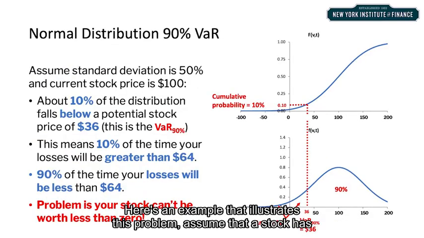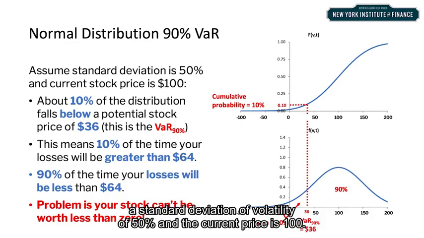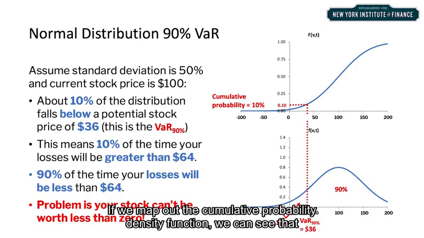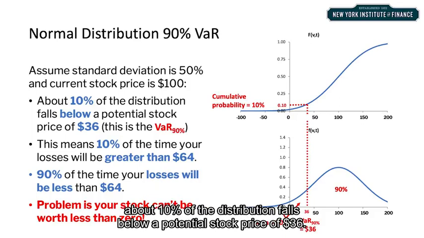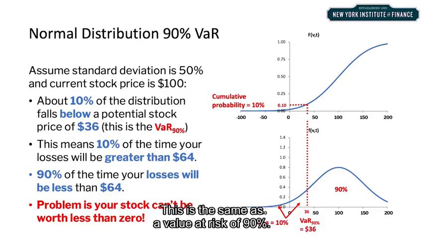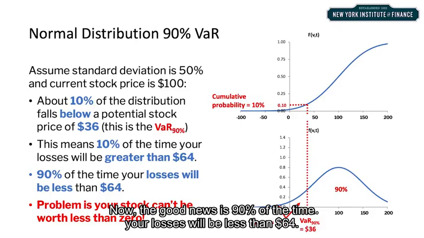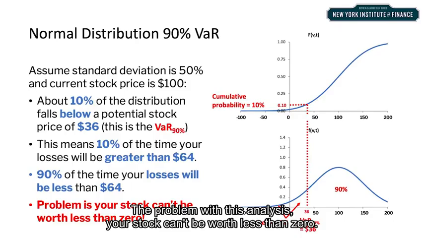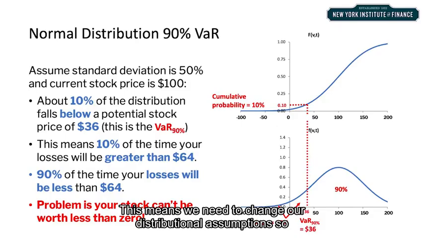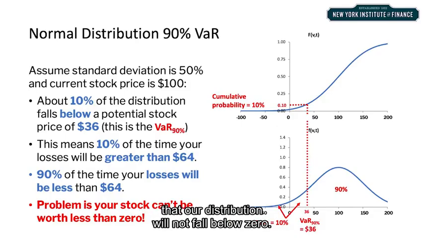Here's an example that illustrates this problem. Assume that a stock has a standard deviation or volatility of 50% and the current price is 100. If we map out the cumulative probability of the density function, we can see that about 10% of the distribution falls below a potential stock price of $36. This is the same as a value at risk of 90%. This means that 10% of the time your losses on the stock will be greater than $64. Now the good news is 90% of the time your losses will be less than $64. The problem with this analysis is that your stock can't be worth less than zero. This means we need to change our distributional assumptions so that our distribution will not fall below zero.